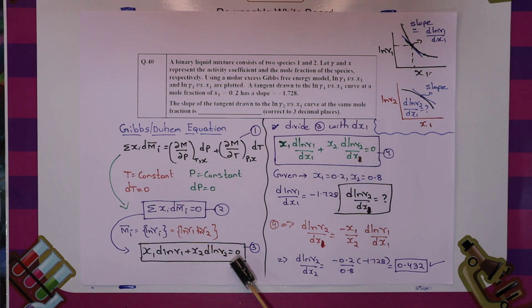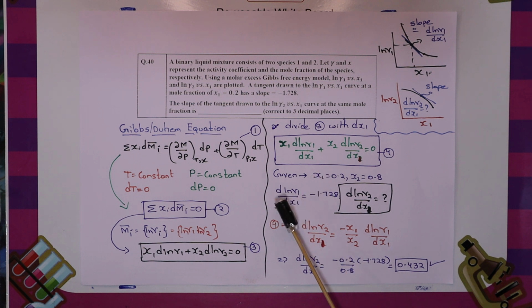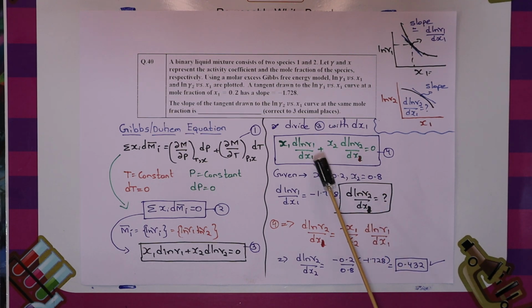Let us divide this equation 3 with respect to dx1. Therefore, x1 d ln gamma 1 by dx1 plus x2 d ln gamma 2 by dx1 equal to 0. Both are dx1 because we divided by dx1. One piece of information is provided: d ln gamma 1 by dx1 is given as minus 1.728. We are supposed to calculate d ln gamma 2 by dx1. So if you rearrange this equation, the slope of this particular graph is minus x1 by x2 into d ln gamma 1 by dx1.